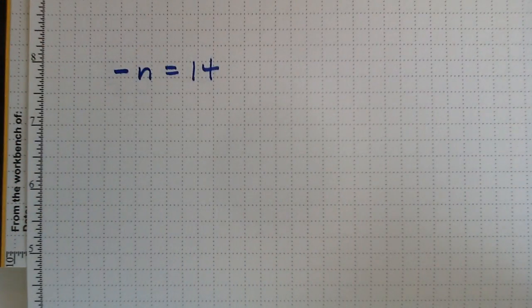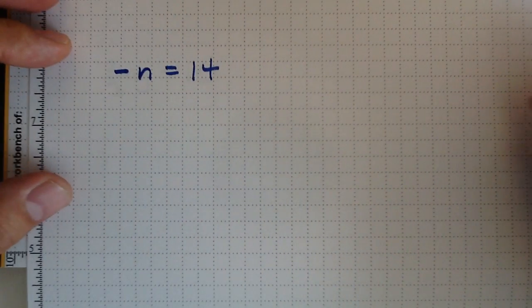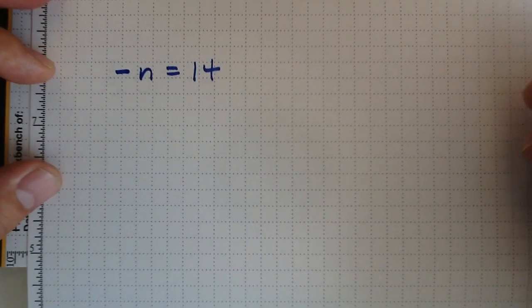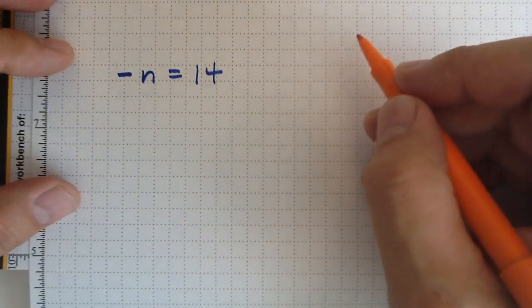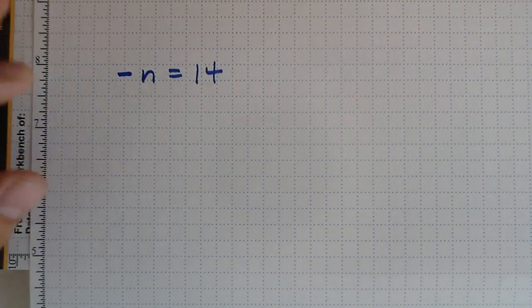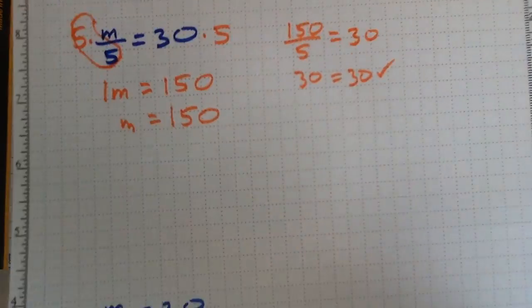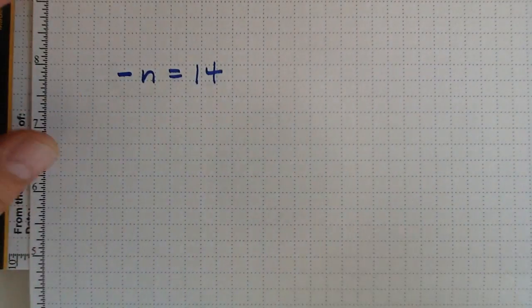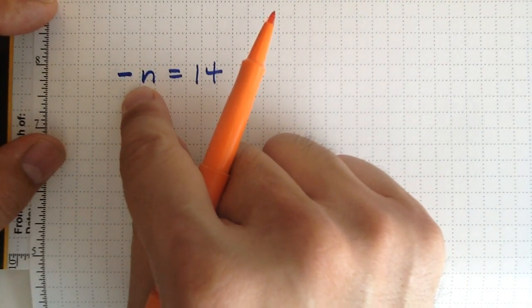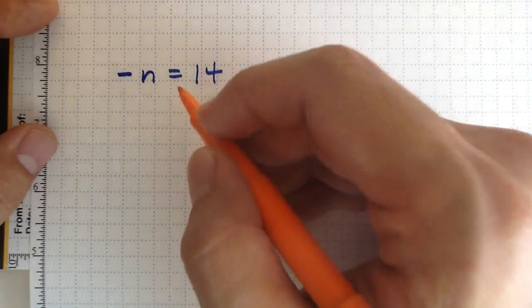Now, how about this one? This one's a little tricky. This stumps some people sometimes. Negative n equals 14. So how do we figure this one out? Well, I think what's the confusing part for a lot of people is that there's no number here, but there's a negative. But remember that just like in these examples, where 1m is the same thing as m, next to a variable there's always that invisible 1. We usually just don't bother writing it. But in this case I think it'll help.